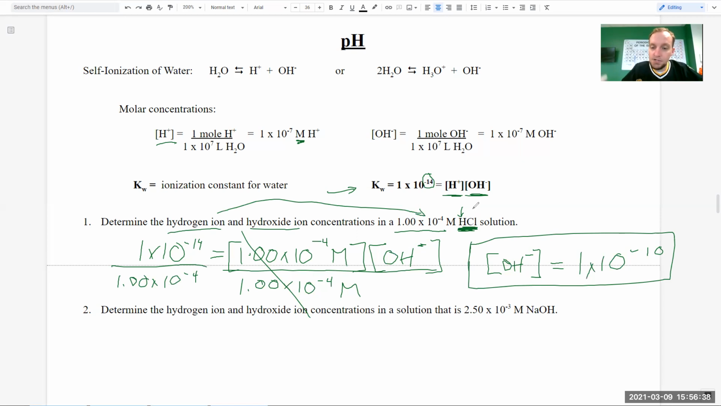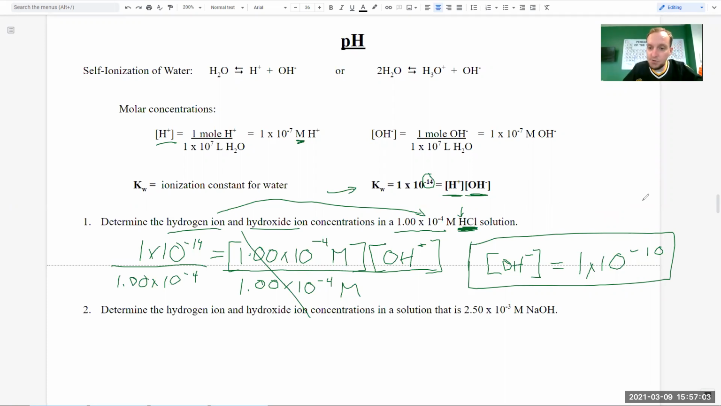Notice there's only one H. That would not be the case, say, if we were going to do H3PO4. If we were going to do phosphoric acid, those 3 hydrogens would change the equation a little bit because that's 3 times as many hydrogens, whereas HCl only has 1 H. So therefore, the number they gave us is the hydrogen ion concentration for our solution of hydrochloric acid.